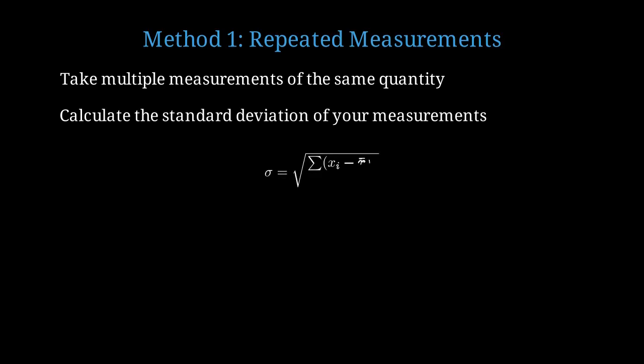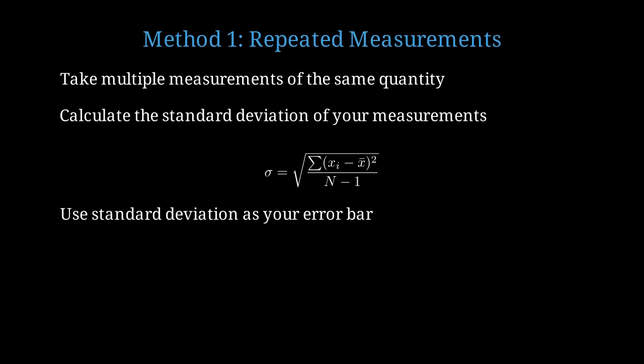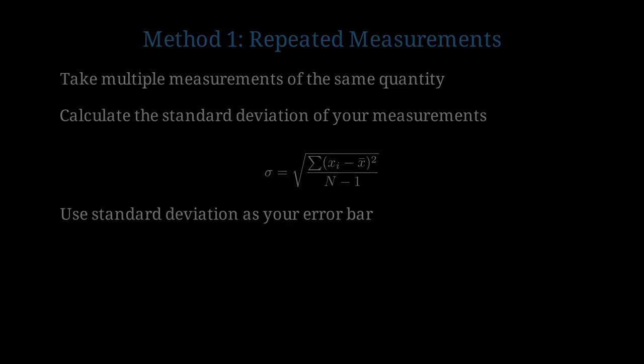The standard deviation sigma equals the square root of the sum of squared deviations from the mean, divided by n minus 1. This is the sample standard deviation formula. Use this standard deviation as your error bar. This represents the typical spread of your measurements.